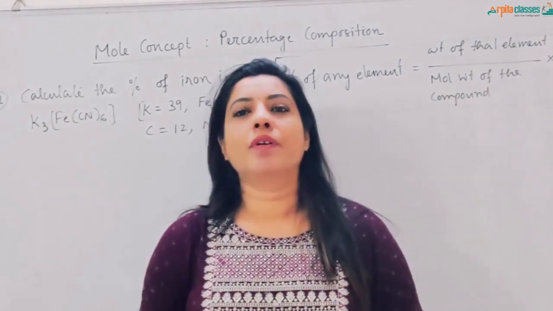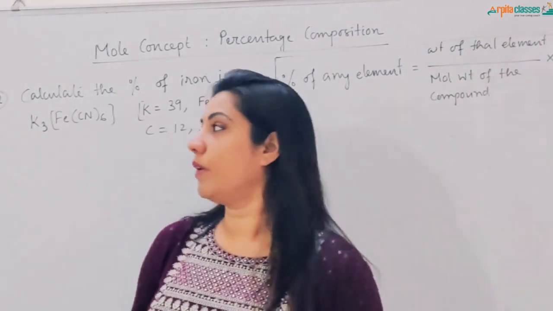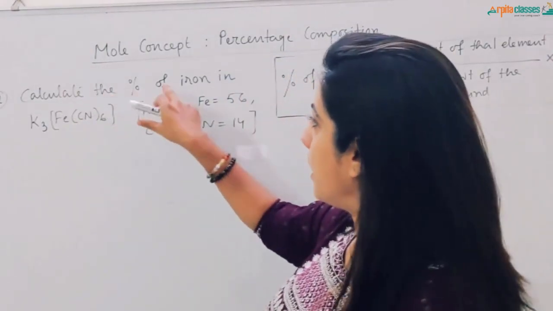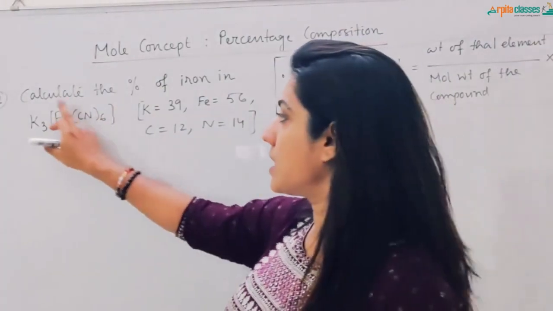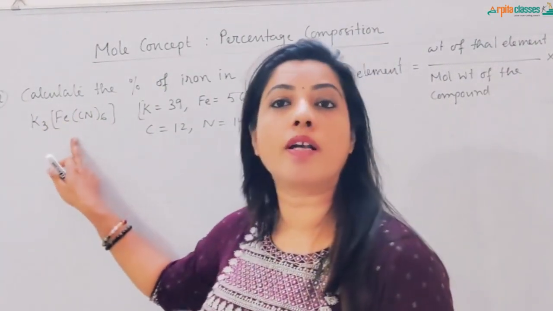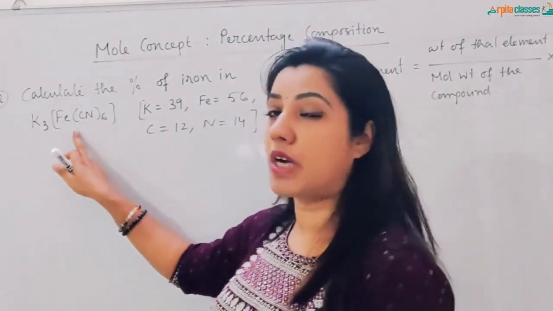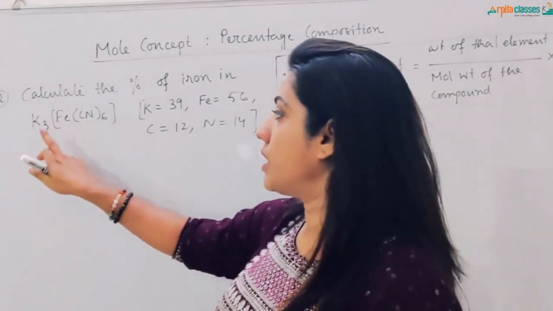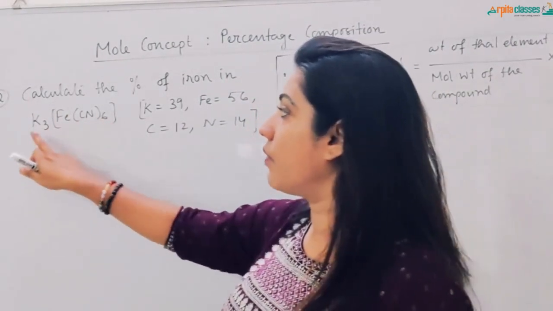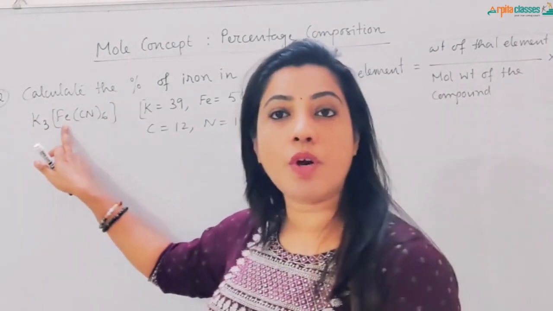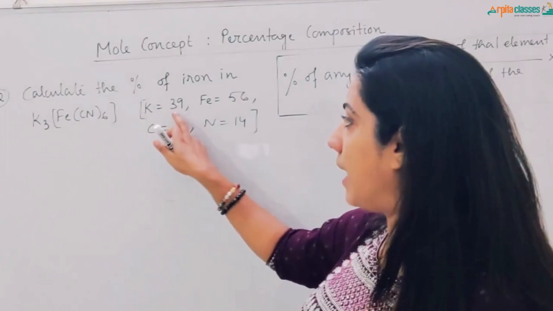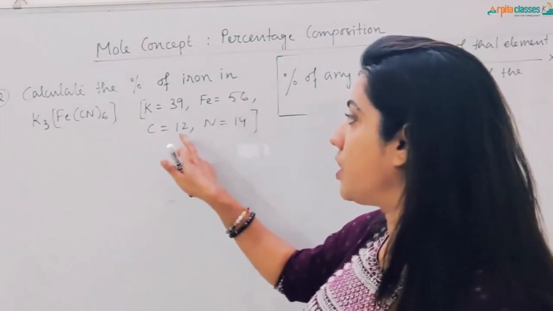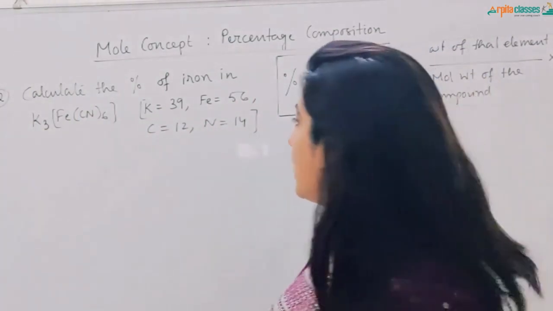So let us proceed to the next question, that is question number 2, which says, calculate the percentage of iron in K3FeCN6. You can see this is a compound. This type of compounds are called as coordination compounds, which we are going to study in our higher standards. So this is K3FeCN6. Here we have to find out the percentage of iron. Also they have been given the atomic weights. Potassium is 39, Fe is 56, carbon is 12 and nitrogen is 14. So let us start with this.